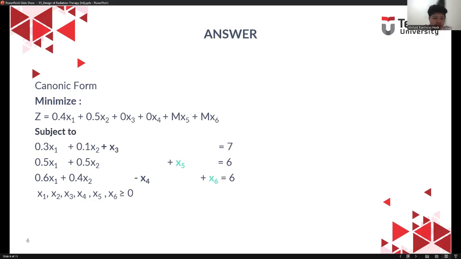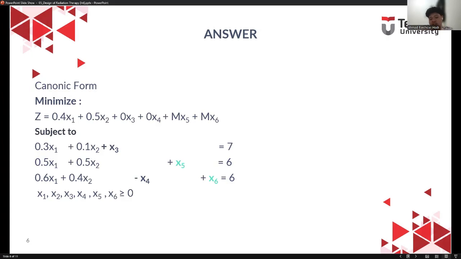And from the standard form, we then add artificial variables to handle the equality and greater-than-or-equal constraints. This process transforms the model into canonical form, which prepares it for the two-phase simplex method.